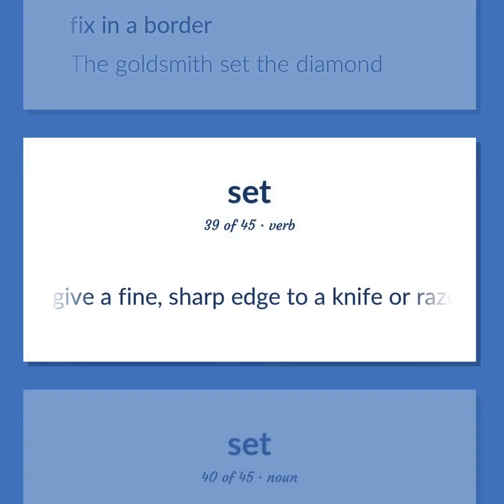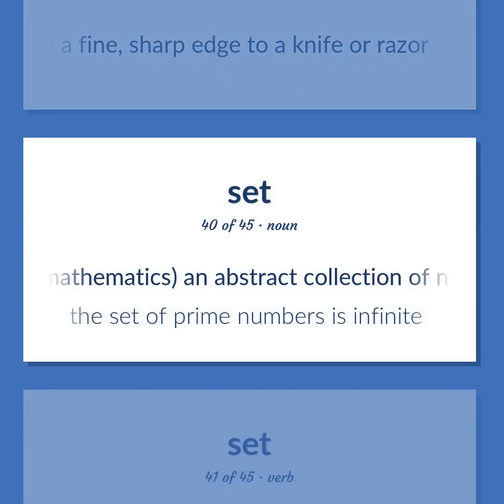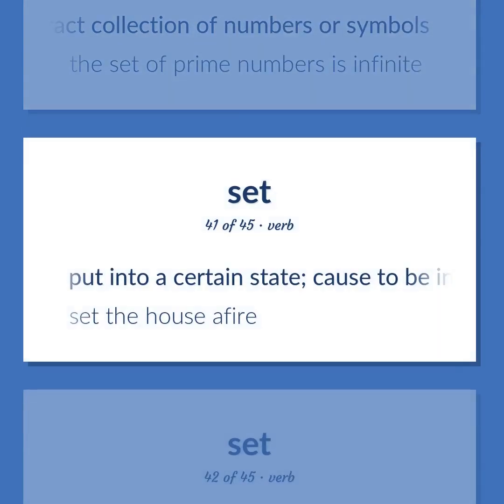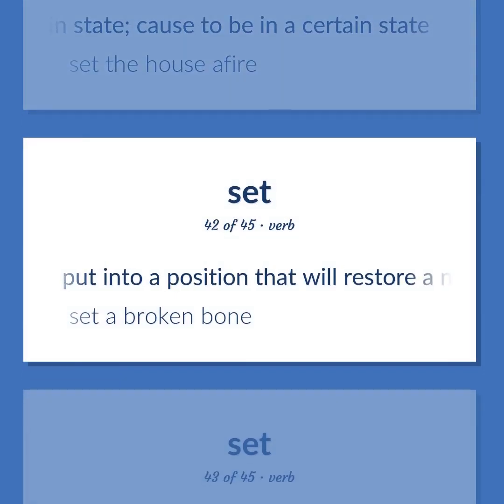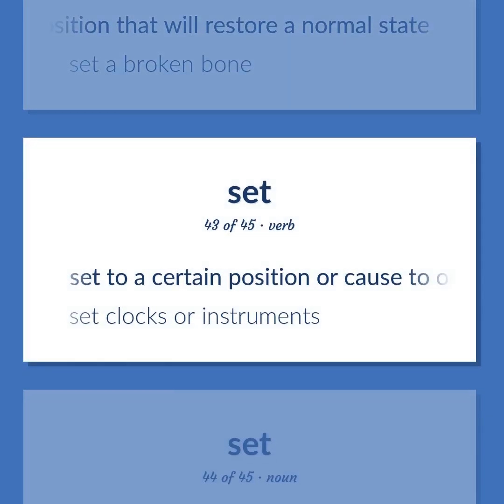Give a fine, sharp edge to a knife or razor. Mathematics, an abstract collection of numbers or symbols. The set of prime numbers is infinite. Put into a certain state. Cause to be in a certain state. Set the house afire. Put into a position that will restore a normal state. Set a broken bone. Set to a certain position or cause to operate correctly. Set clocks or instruments.